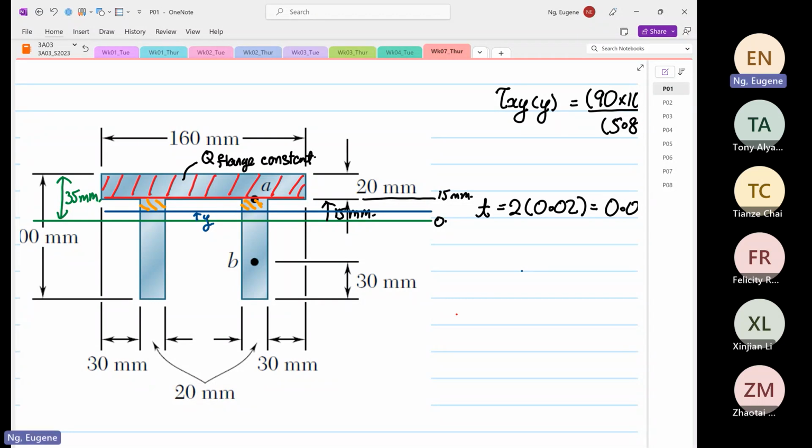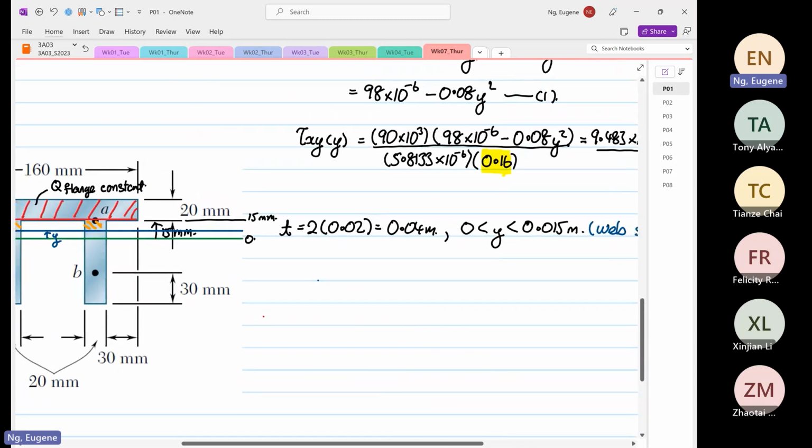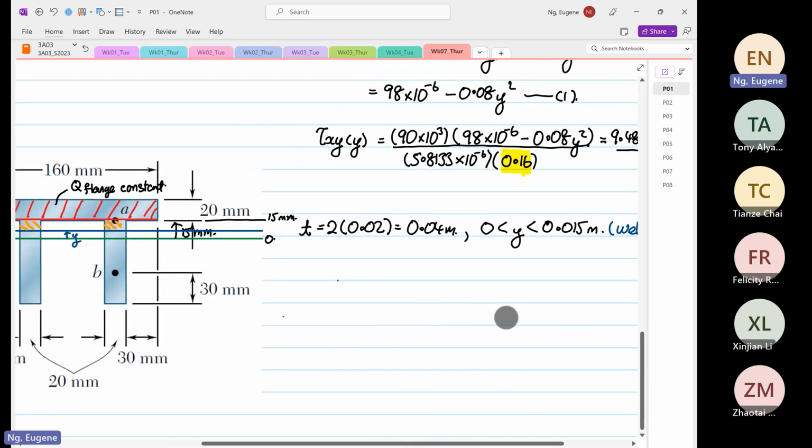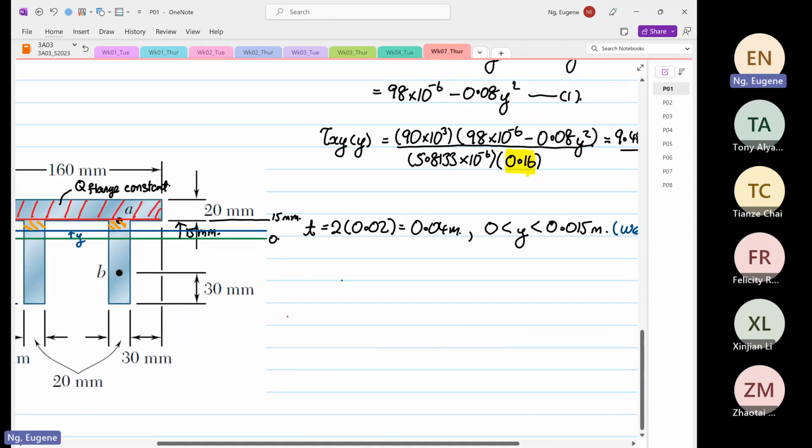Because the variable y cannot go above 15 millimeters. It can go from 0 to 15, but it cannot go more than that. So that is why the limits are now set from 0 to 0.015. As I did mention before, the shearing stress is really easy. The complication comes in determining the first moment of area.